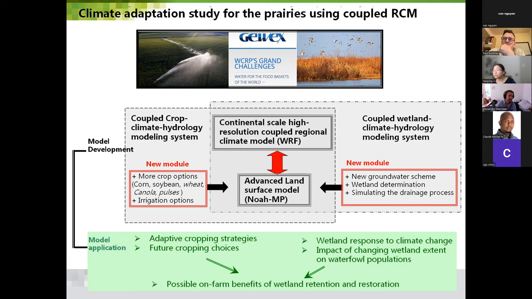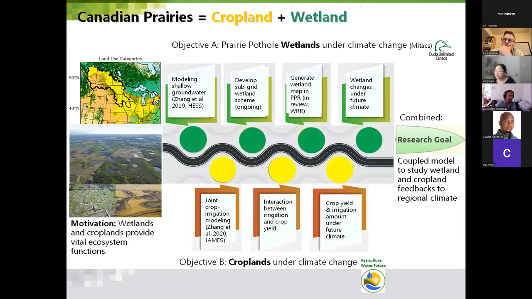On the other hand, we have also been doing another parallel project, the development of the wetland module in the model, because the prairie pothole wetland is a significant feature here in the prairie. For that, we have introduced a new groundwater scheme and a new definition of wetland in the model, because the model grid is 4 by 4 kilometers, and there are a lot of wetlands much smaller than 4 kilometers. They are 100 meters. So how can we simulate the drainage process, which is a human activity, in the model? I think I stopped here.